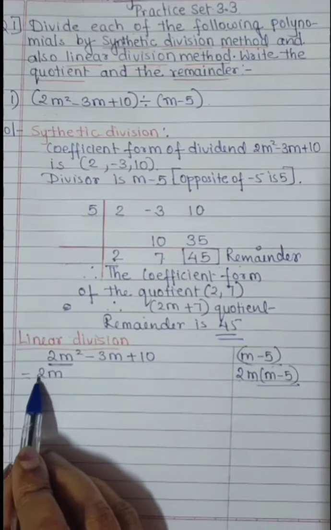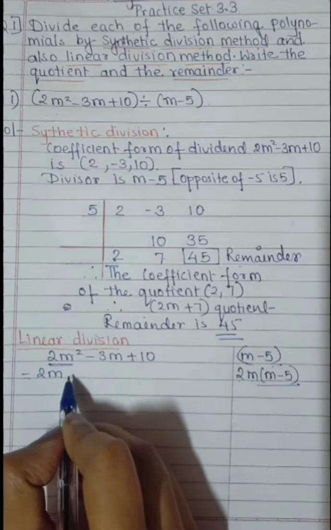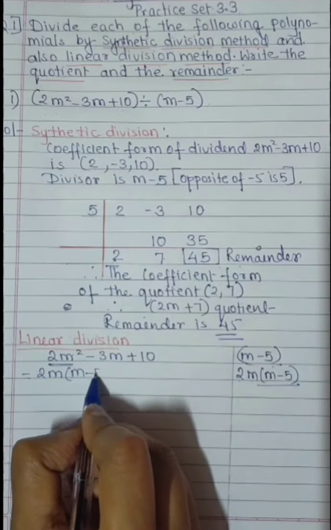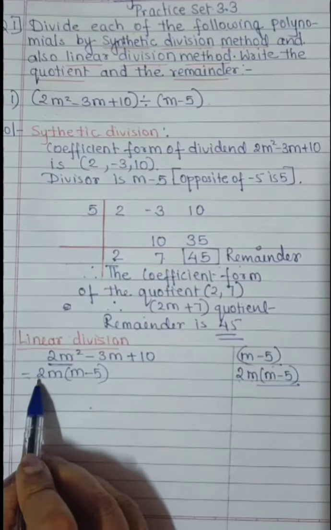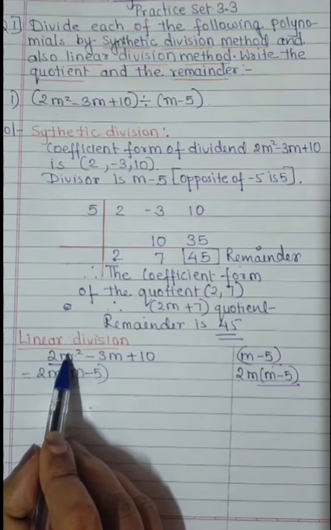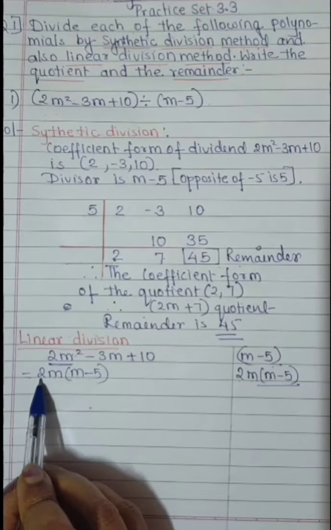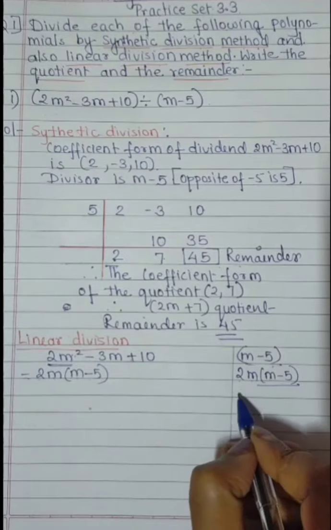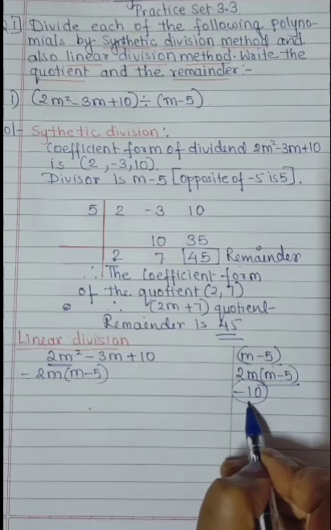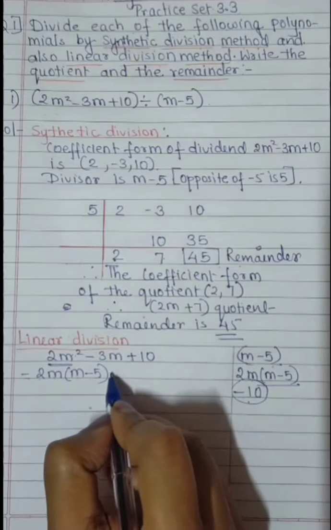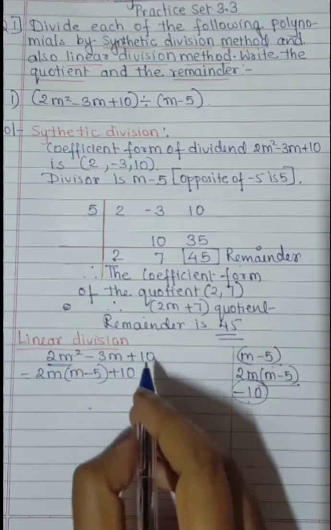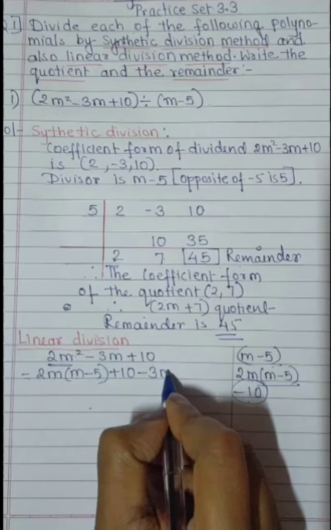We'll get 2m square here. So we include this m minus 5. After multiplying we will get 2m square. Then here 2 5s are 10, so minus 10 will come. As you know, we have to change the sign. The opposite of minus 10 is plus 10. And the remaining expression as it is we are going to write.